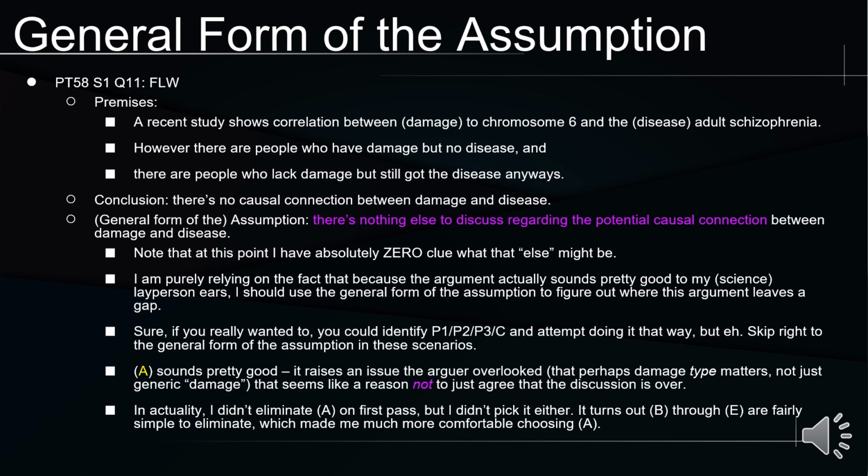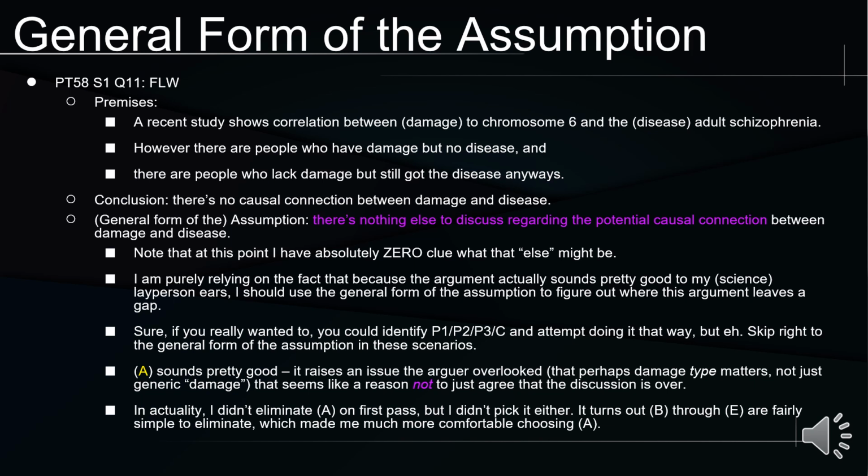In actuality, when I was doing this question, I didn't eliminate A on first pass, but I didn't pick it either. I wasn't really comfortable picking it because I was like, damn, it's type. Like I don't know if that's relevant or not. It didn't fit in any of my predictions because, like I said, I didn't really have a specific prediction. I just had the purple concept. That's all that I had in my head, and so I knew it could have been right, but I didn't like it that much. So I just kind of pushed into the other answer choices. But fortunately, it turned out that B through E were fairly simple to eliminate, which made me much more comfortable looping back and ultimately choosing A.